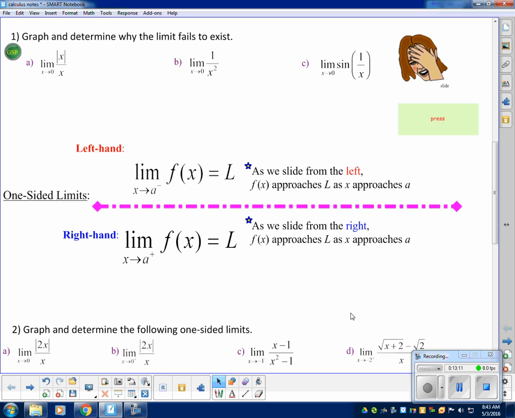We've seen examples of that with our step function, or our little salt and pepper function that's either at 1 or -1. So as we slide from the left, f of x approaches L as x approaches A. This is the limit as x approaches A from the left. That little minus sign means we're only looking at the one-sided limit as you come in from the left. And then the plus sign down below here, we're only looking at the one-sided limit as x approaches A from the right.